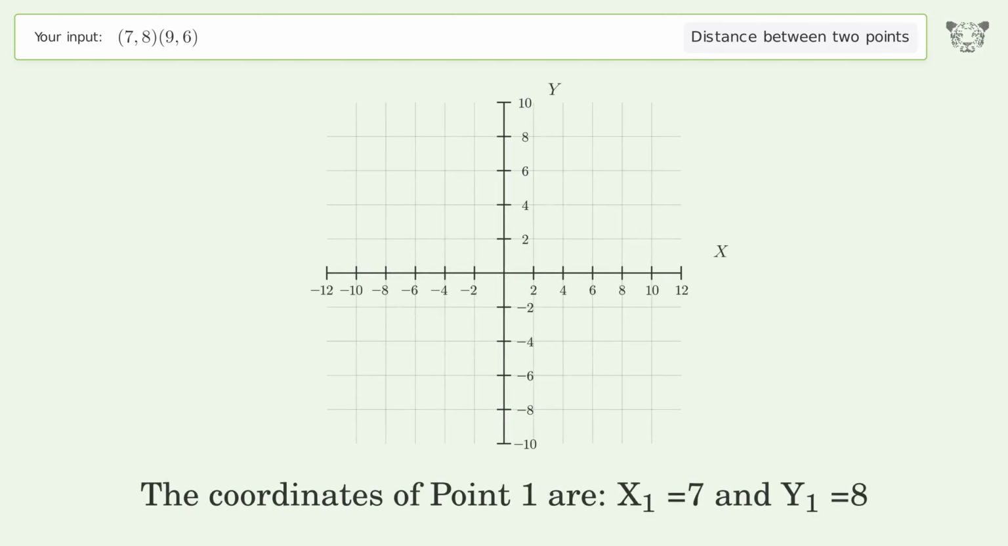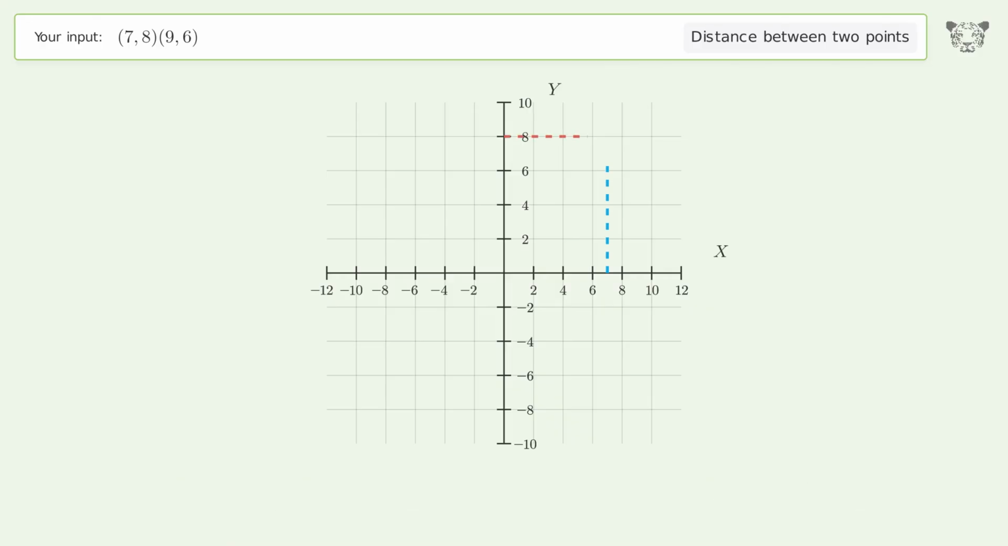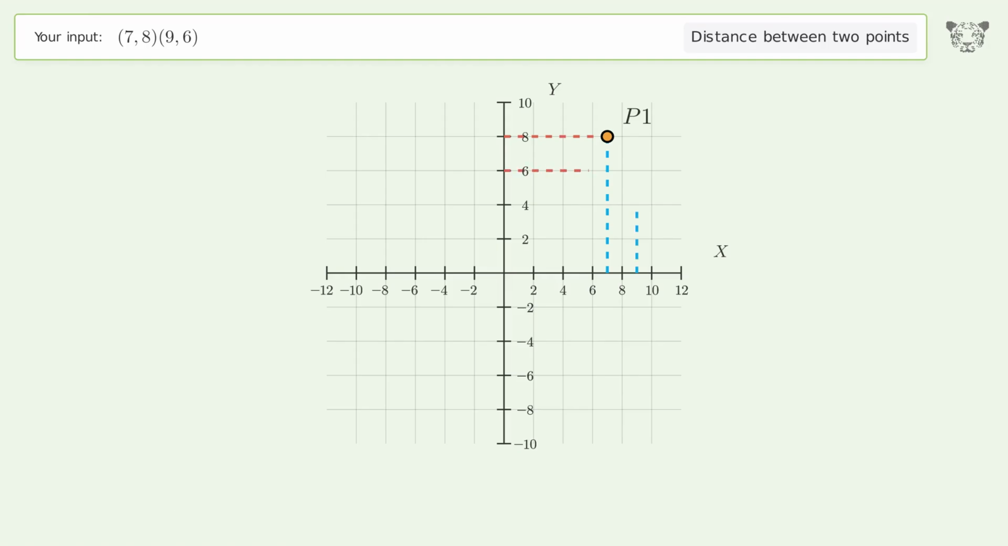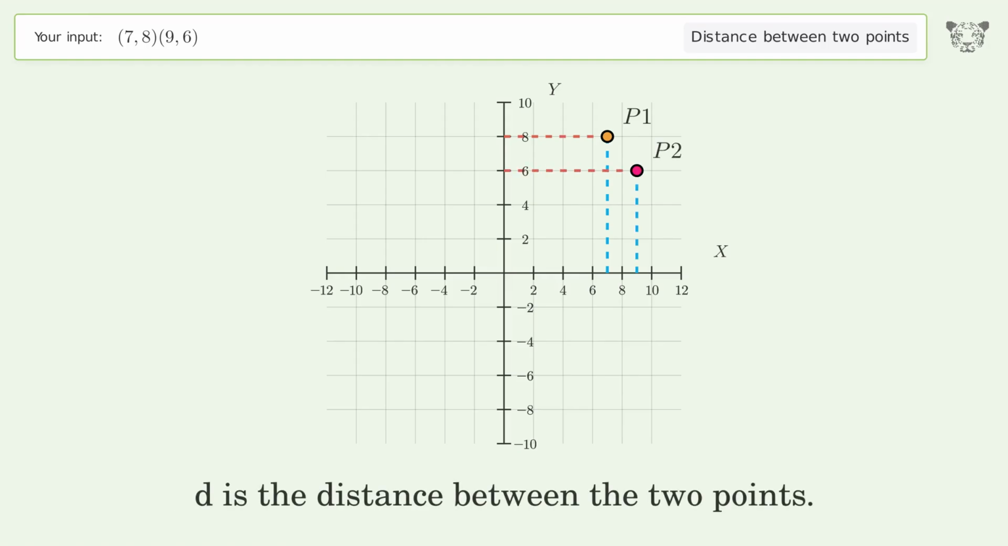The coordinates of point 1 are x1 equals 7 and y1 equals 8. The coordinates of point 2 are x2 equals 9 and y2 equals 6. D is the distance between the 2 points.